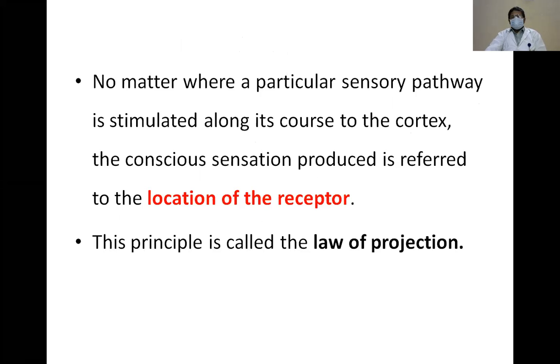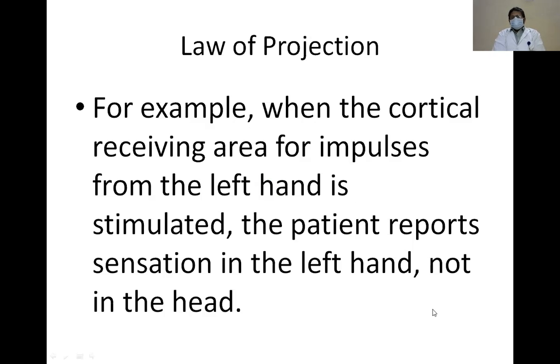Then the law of projection. No matter where a particular sensory pathway is stimulated in its course to the cortex, the conscious sensation produced is referred to the location of the receptor. Suppose the pathway runs from the hand to the sensory cortex; whenever there is stimulation along the pathway, it is perceived as stimulated at the hand only. This is called the law of projection. For example, when the cortical receiving area for impulses from the left hand is stimulated, the patient reports the sensation from the left hand, not in the head. Okay.